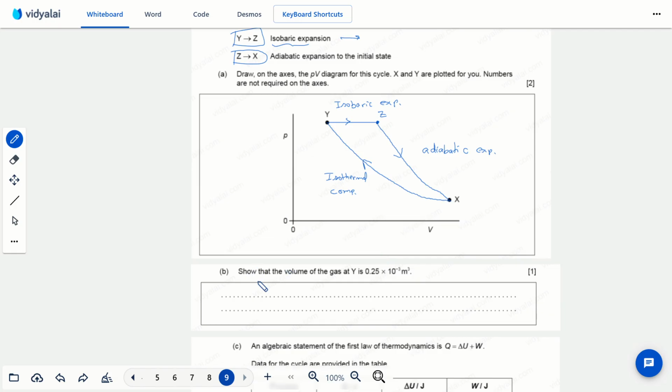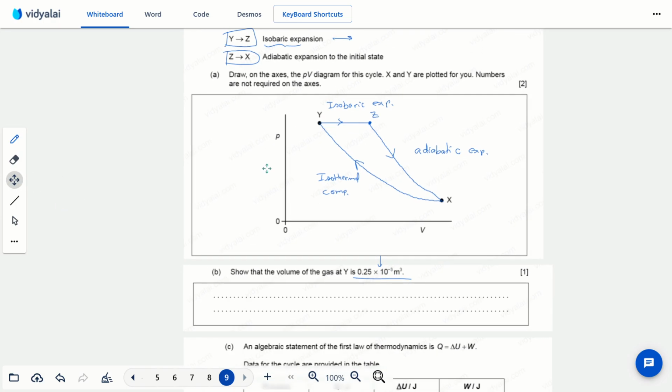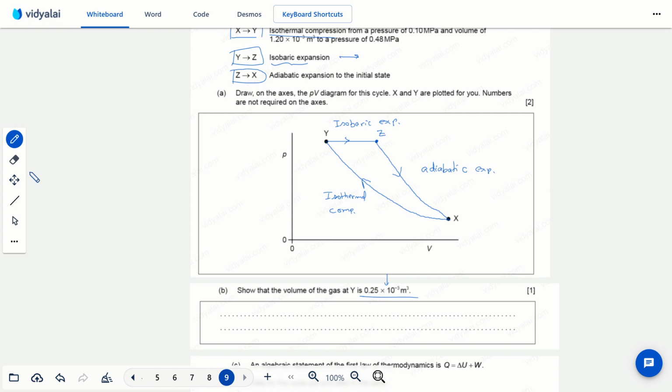So we need to show that the volume of the gas at Y is 0.25 meter cube, and also we have this multiplied by 10 raised to minus 3. Okay, and how am I going to find this out? We make use of this equation: P times V at Y is equal to P times V at X. So this is from Boyle's law.